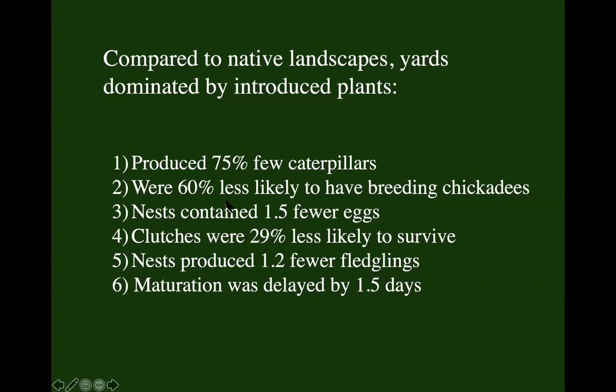They were 60% less likely to have breeding chickadees at all. Now, there's nest boxes up in everybody's yard, but the chickadees would come and look around and say, well, there's not enough food here. We're not even going to try to reproduce. If they did try to reproduce, those nests contained 1.5 fewer eggs. Those clutches are 29% less likely to survive. The nest produced 1.2 fewer fledglings if they did survive, and it took them 1.5 days longer to mature.